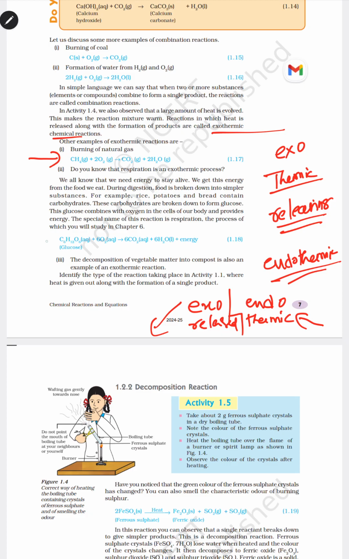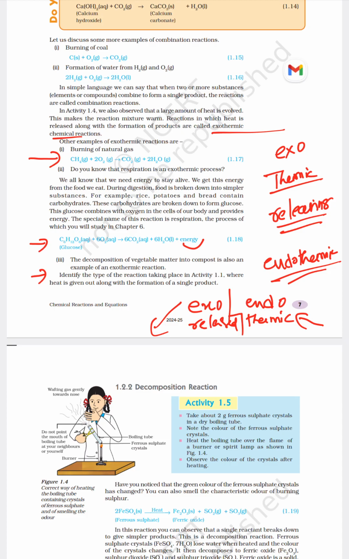Some other examples you will get in your biology. When our food is getting digested, heat energy will be released in this particular reaction. And even the forming of compost also releases heat. So that is also a best example of an exothermic reaction.